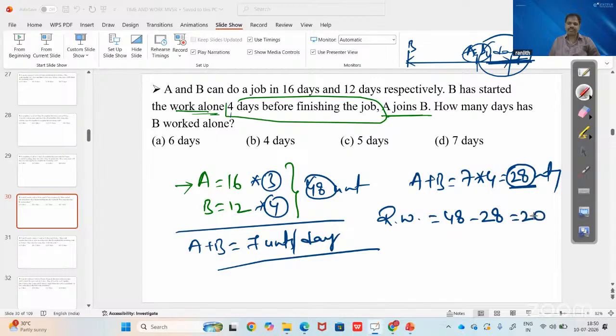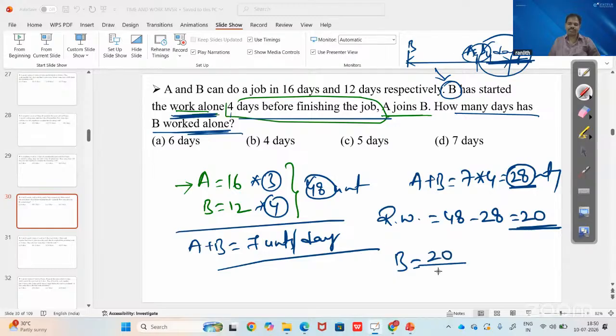Whatever the remaining work we are having, this has to be done by B alone. Why? Because B started the work alone. Only A and B work for 4 days. Okay, remaining work is done by B alone. So what is asking in how many days? B work for alone. So remaining work by efficiency of B equal to 4. 20 by 4 equal to 5 days. So B works alone for 5 days.